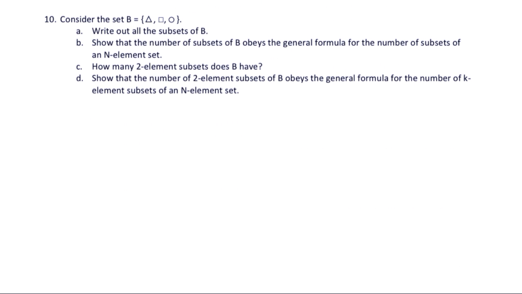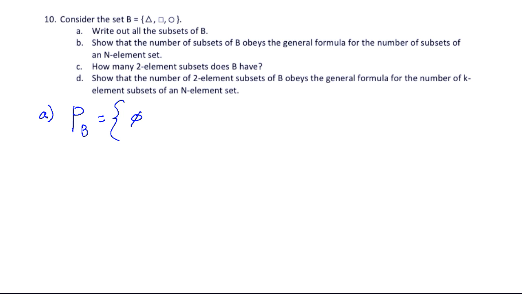And number 10 says, consider the set B made up of these 3 shapes, triangle, square, and circle. Write out all the subsets of B and show that the number of subsets obeys the general formula for the number of subsets of an n-element set. Let's do that first. For part A, all the subsets, let's see here. We have the empty set. I'm going to go ahead and notate this as the power set of B, and it's going to be the set of all subsets.